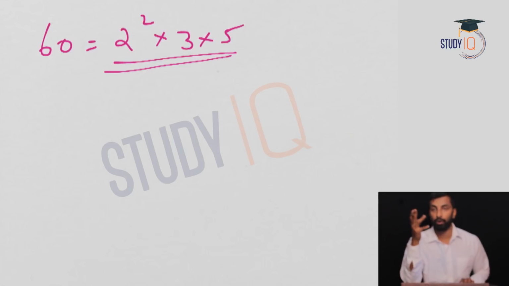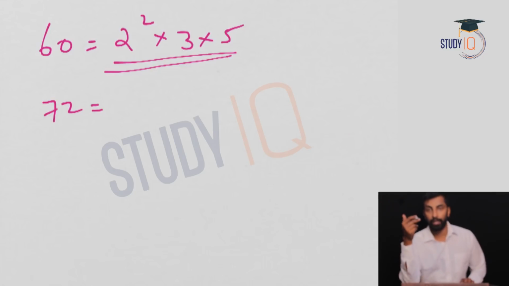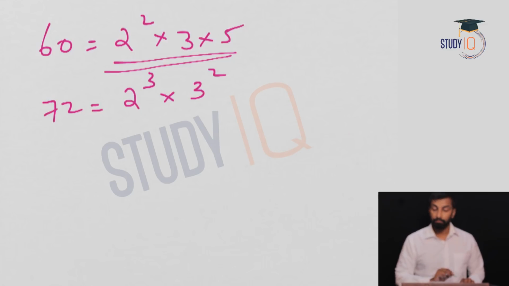15 is 3 into 5. 4 is 2 into 2. So your answer is ready. What about 72? So how will you think? You need to take it in this way. 8 into 9 is 72, and 8 is 2 cube, 9 is 3 square. That's it.